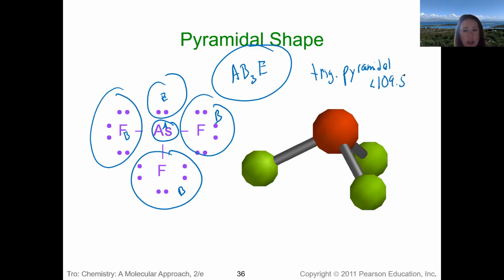So for the bond angles, it's not really that difficult to remember them, because if you just remember that there's 4 things around it, it's 109.5. If one of those happens to be a lone pair, it's just less than 109.5. If 2 of them happen to be lone pairs, it's just extra less than 109.5.